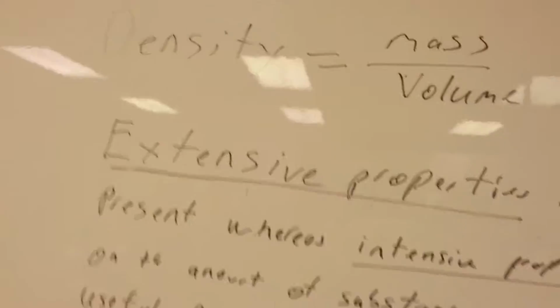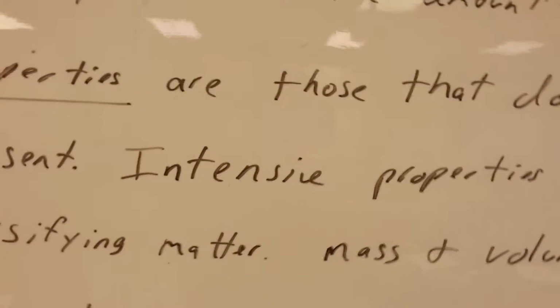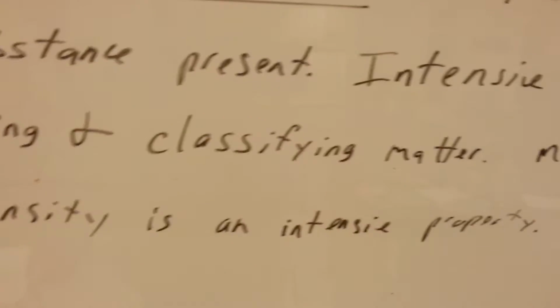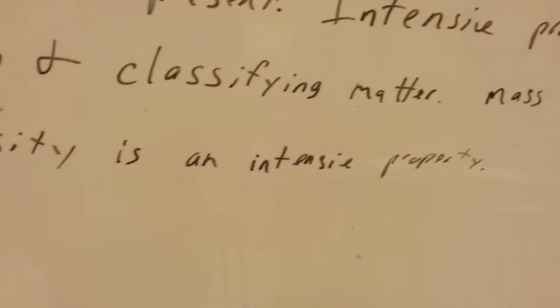Extensive properties depend on the amount of substance available, whereas intensive properties are those that do not depend on the amount of substance present. Intensive properties are much more useful in identifying and classifying matter. Mass and volume are extensive properties, whereas density is an intensive property. And I'm going to show you real quick a little demonstration.